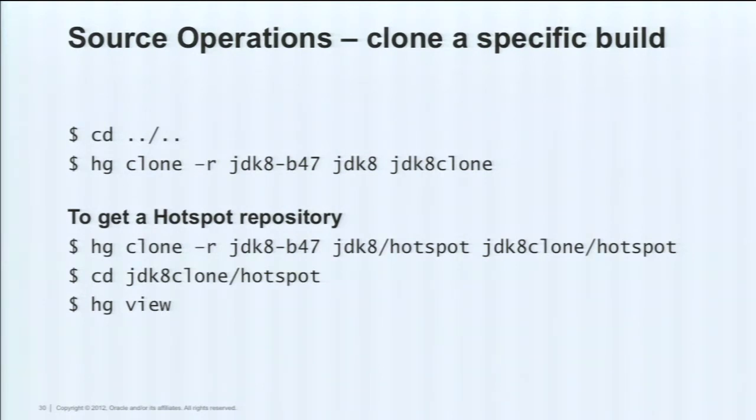And you can also visualize the source tree of that directory using the hgview command. But if you run hgview after you cloned a specific build, what will you see? You will see a trimmed source tree, not the whole source tree of OpenJDK, but only a part up to that build tag.